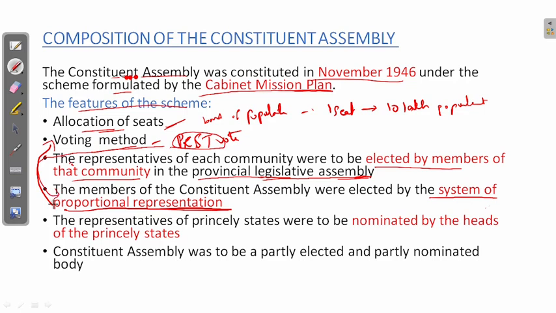The representatives of princely states were to be nominated by the heads of princely states. They are not elected, but nominated by the heads of the princely states. The Constituent Assembly was to be partly elected and partly nominated body. Representatives of princely states are nominated, and for each community they are elected. So that is why the Constituent Assembly was a partly elected and partly nominated body.